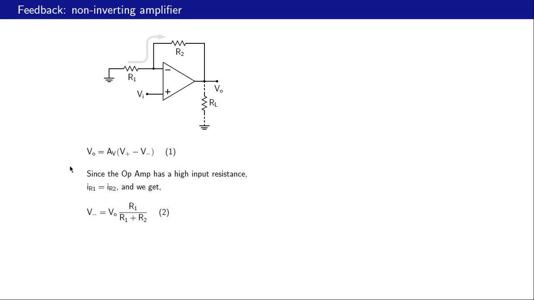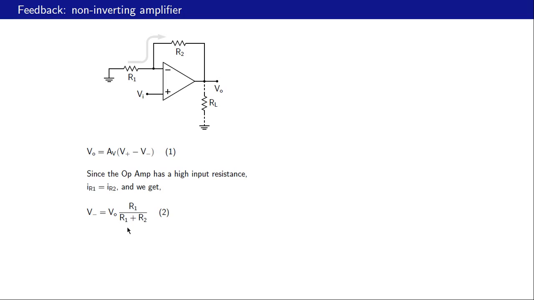Let us now look at the feedback situation in a non-inverting amplifier. Here is the circuit. Once again, we have Vo equal to Av times (V plus minus V minus), and this V plus is the same as Vi here. Since the op-amp has a high input resistance, this current is 0 and IR1 is equal to IR2, and in this case V minus can be obtained simply by voltage division. So that is Vo times R1 by R1 plus R2. That is our equation 2.